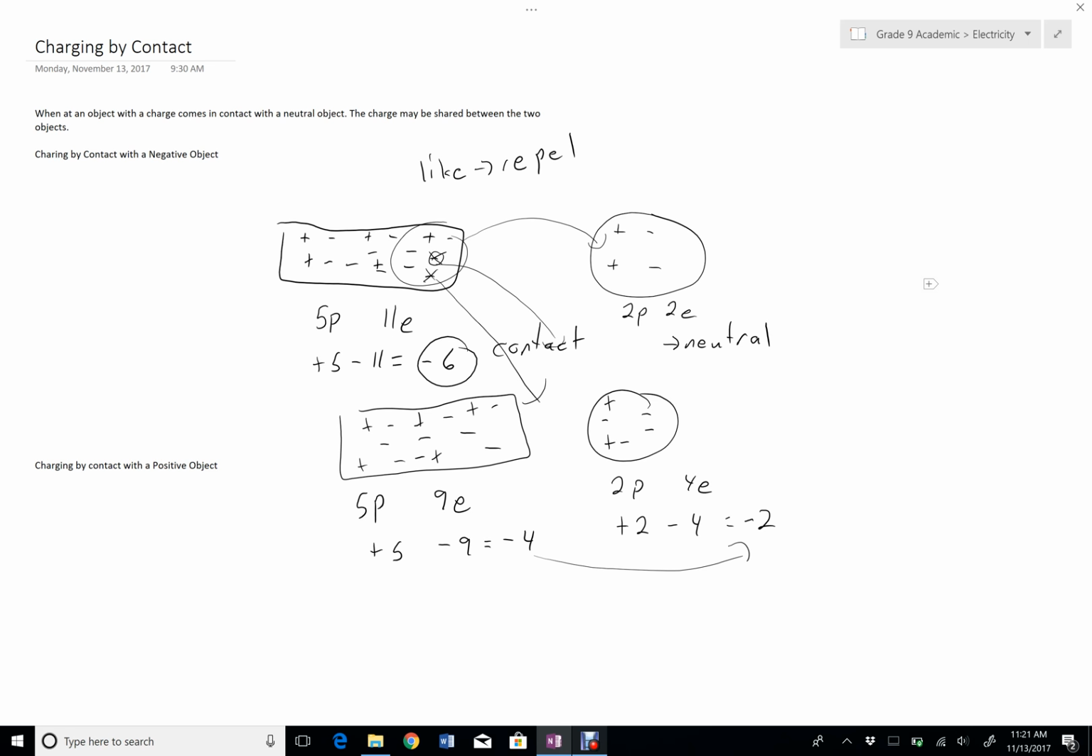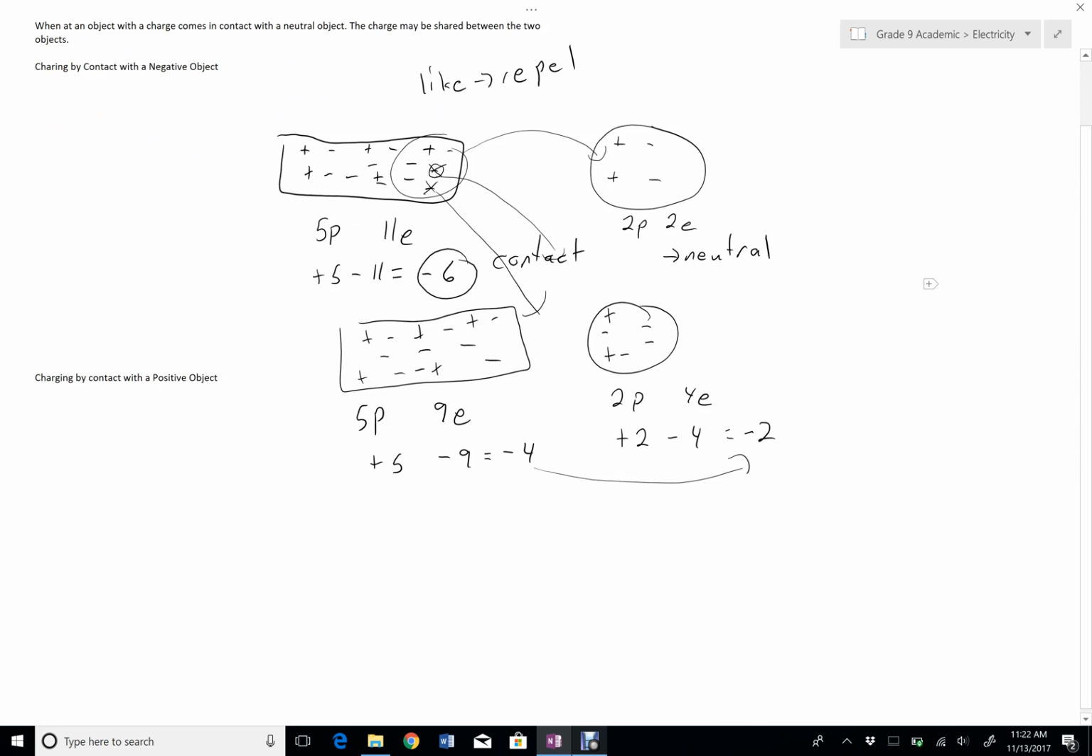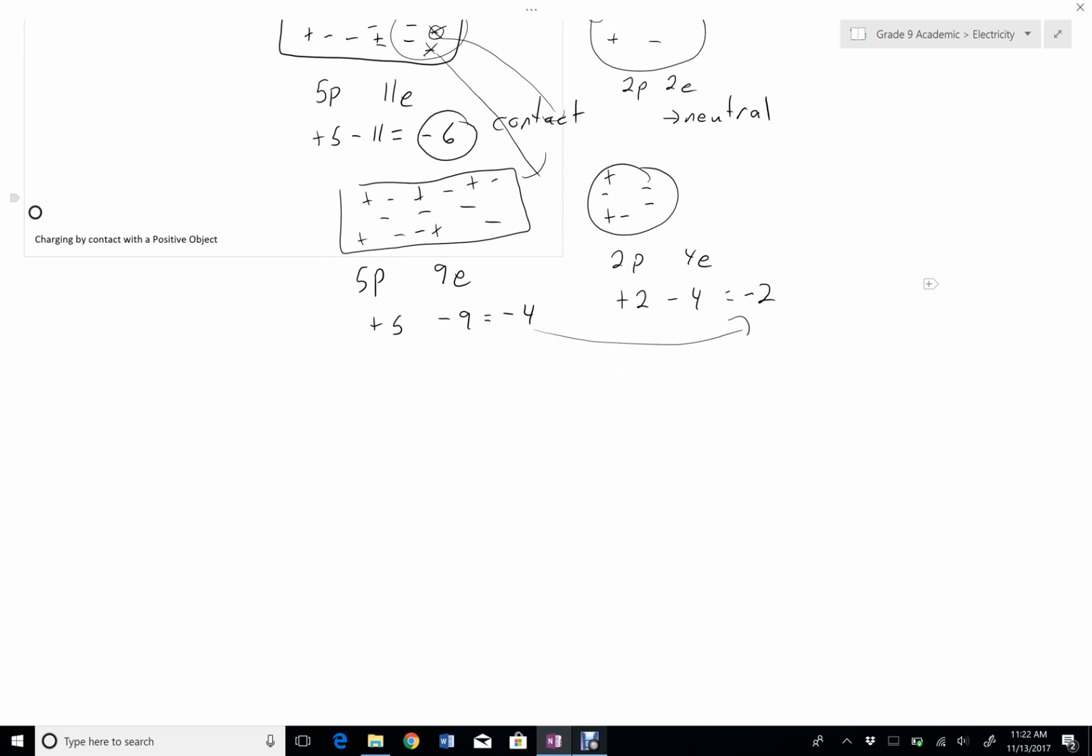It's not as negative as it was before, because by coming in contact with the other material, it's shared some of its charge. It started out as -6, having shared 2 to this neutral object, now it's -4, and the neutral object is -2. So that's how you charge by contact with a negative object. It's a little different with a positive object and worth going through.